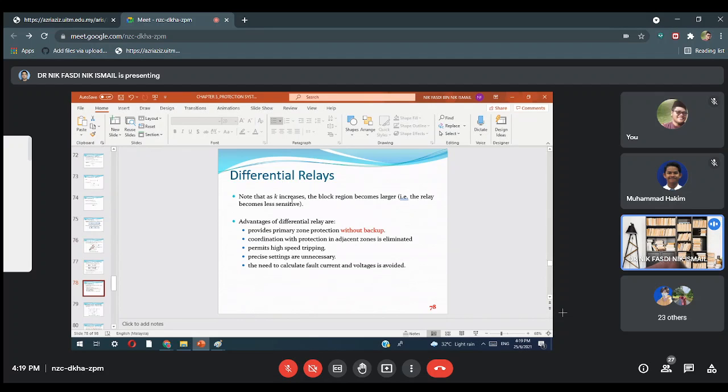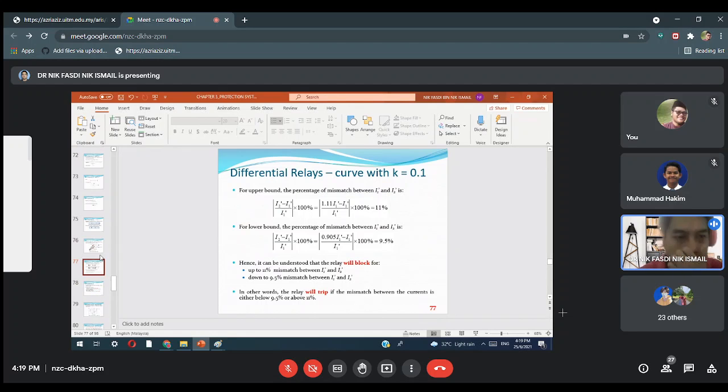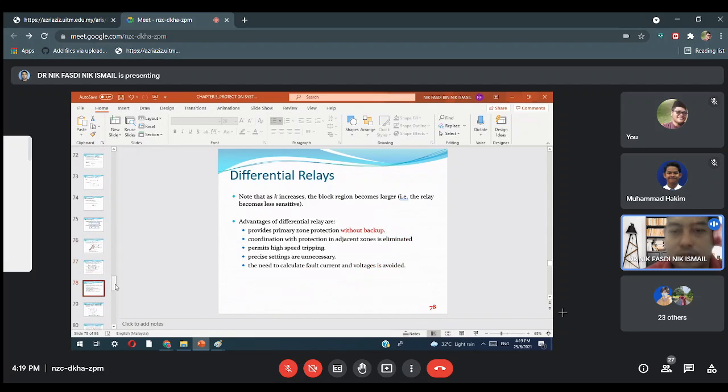Differential relay. Note that as K is increased, the block region becomes larger. Example, the relay becomes less sensitive. So, the ratio between the coils, K tadi, must be controlled. Tak boleh selalu besar. Nanti dia less sensitive.